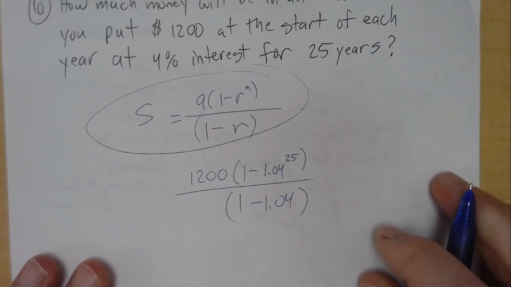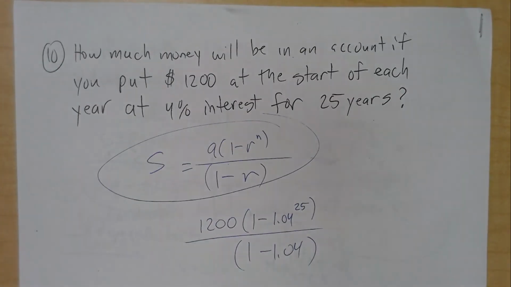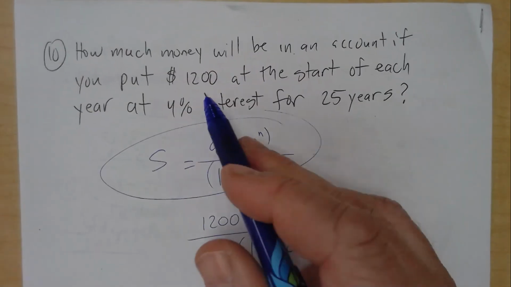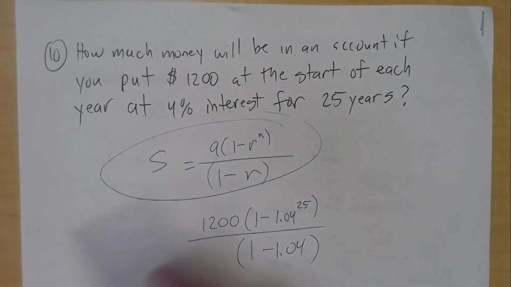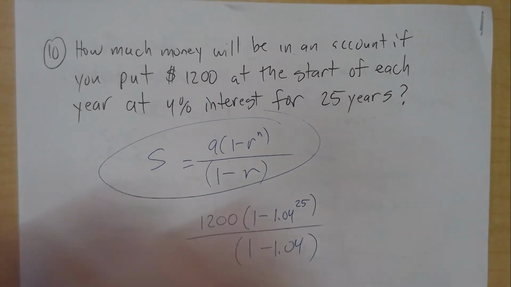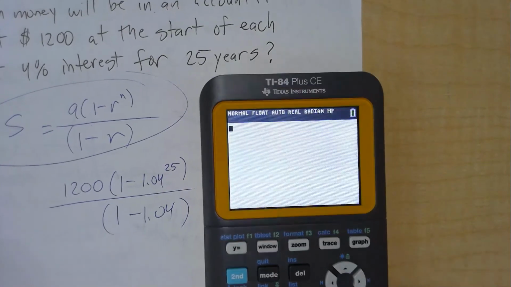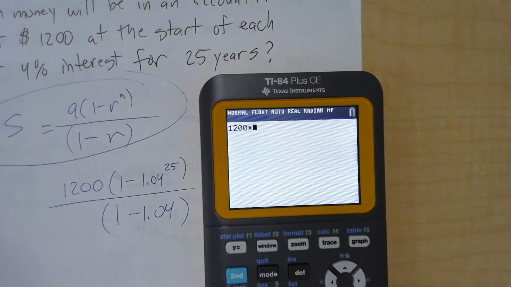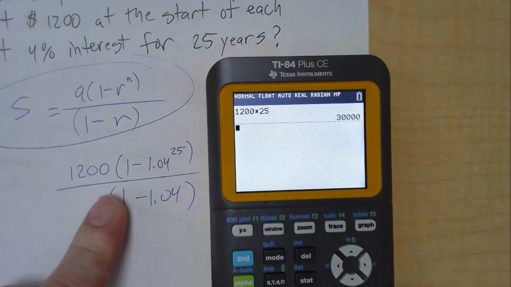All right. So we type that into the calculator and we get an answer. That's about it. So we're putting $1,200 at the beginning of the year, all at once. So it's like $1,200 is like $100 a month. So we put $1,200 in, and then at the beginning of the next year, put another $1,200 in, and another $1,200, and another $1,200. So after 25 years, 4% interest, you're going to have a significant amount of money. So if we did $1,200 times 25 years, that's $30,000. But because of the fact that we're getting interest, we're going to get more than $30,000.